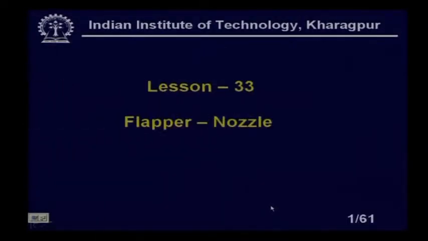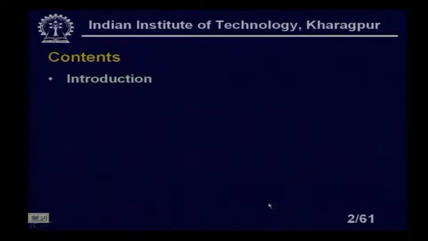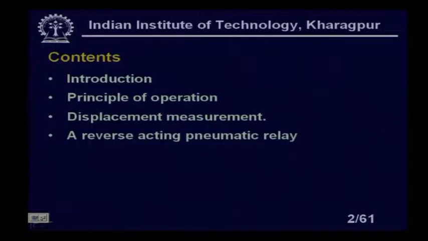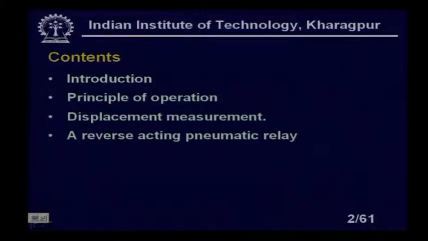Let us look at the contents. Introduction, then the principle of operation, then displacement measurements and displacement sensors, where we will see how flapper nozzles can be utilized to make the displacement sensor. We have a reverse acting pneumatic relay, because to keep this flapper nozzle system in the linear region, we should make the movement of the flapper very, very small. To do that, we need some pneumatic relay. We will discuss this in detail, which is called the reverse acting pneumatic relay.